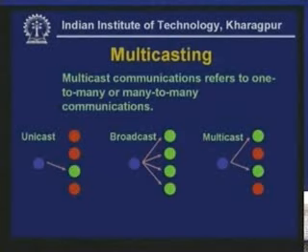Now, as I said, multicast communication refers to one to many or many to many communications. For example, over here, this is unicast, when the source is one, destination is one. Broadcast, when source is one and destination is all. And multicast, destinations are a few.